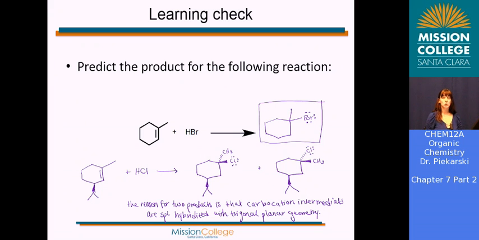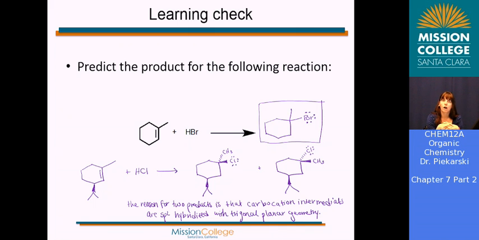Which means when the chloride attacks as the nucleophile, here's your carbocation, it's flat. The chloride can come in from the top face of the carbocation, or it could come in from the bottom face of the carbocation. Okay? So it has equal opportunity to do both. And that's the reason why we get two different products here.